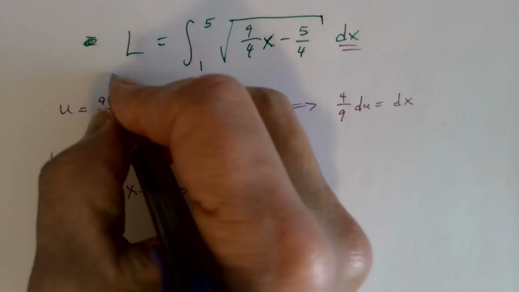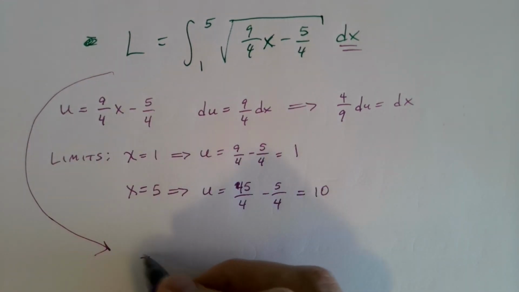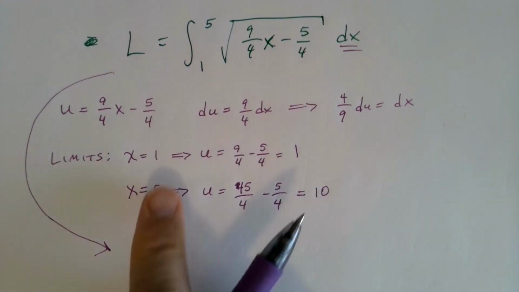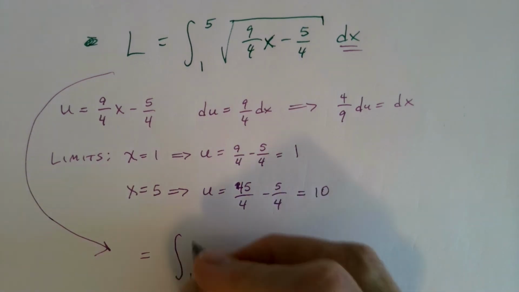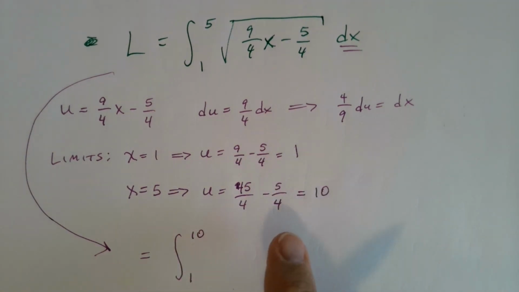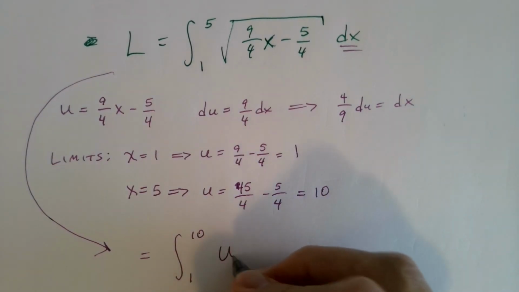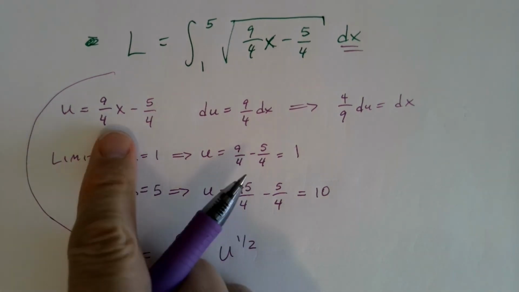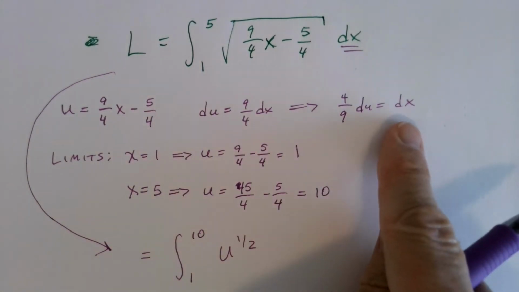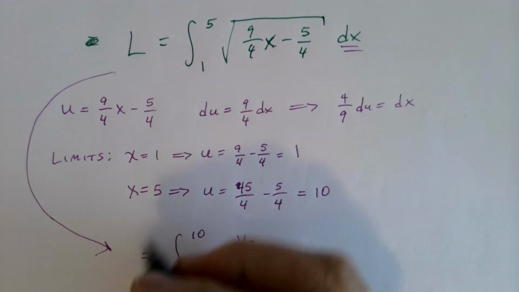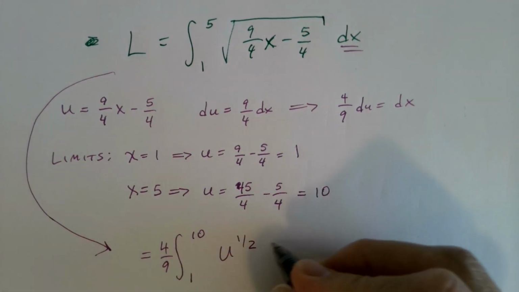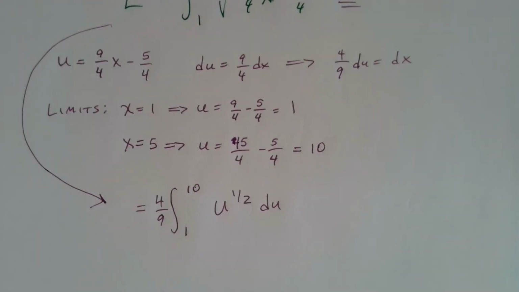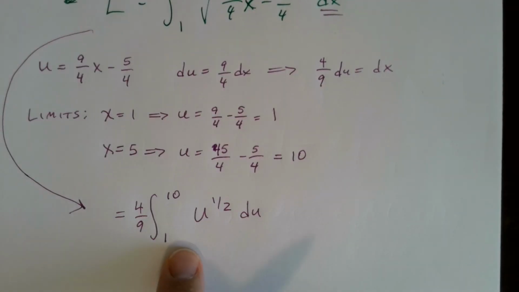So with this, my integral, which went from 1 to 5, now goes from 1 to 10. And I've got the square root of u, which is u to the 1/2. And what's my dx? 4/9 du. So that 4/9 I'm going to pull out. So now the integral is doable, right?